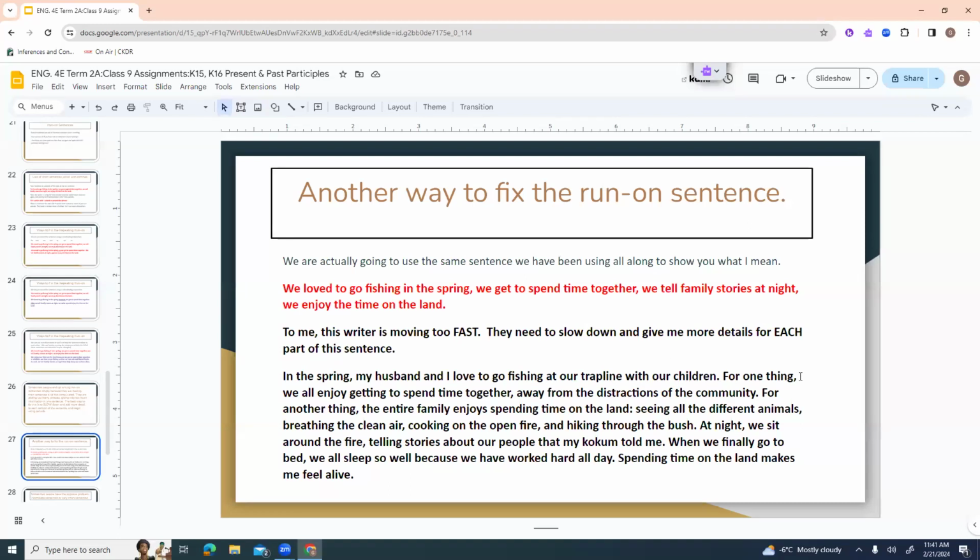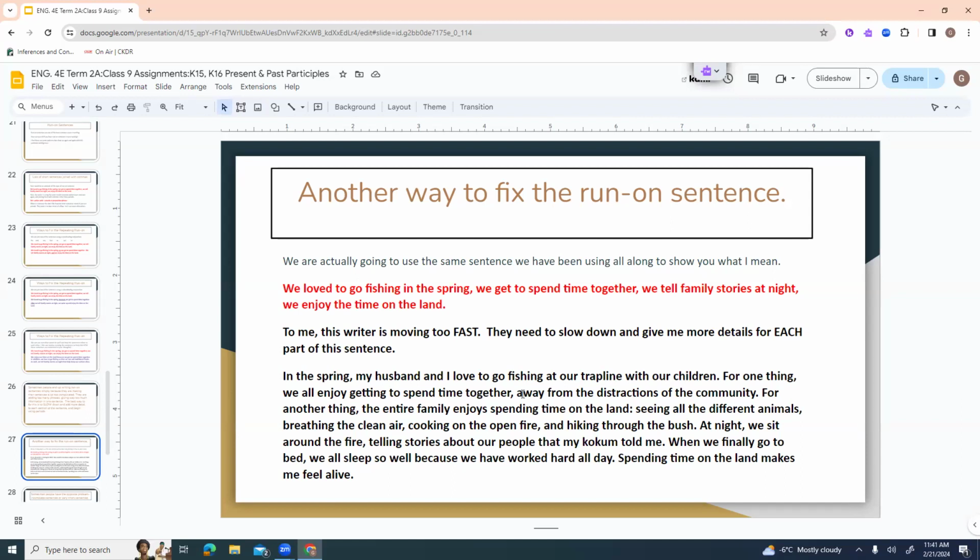For one thing, we all enjoy getting to spend time together away from the distractions of the community. And I added that because, if you live in the same house, you probably are spending time together. But if you're off in the trap line, you're spending time together more specifically. You're not wandering off to the store or going to visit friends. You're really together as a family.